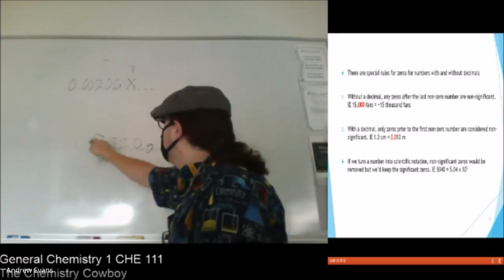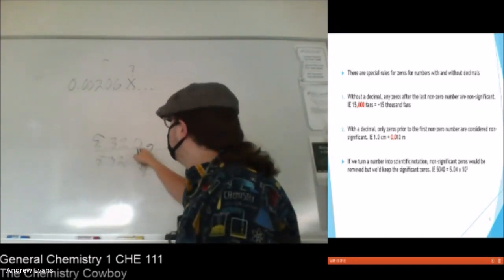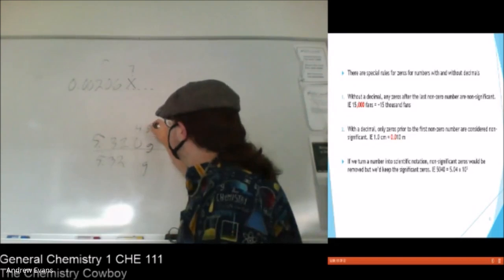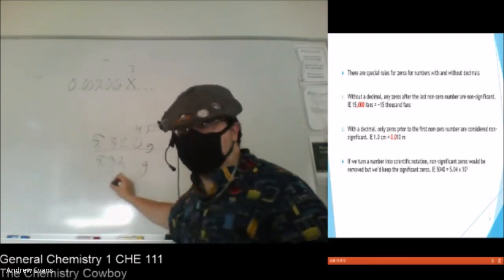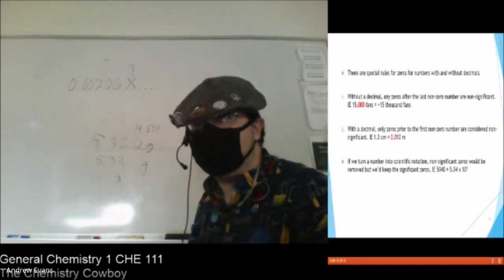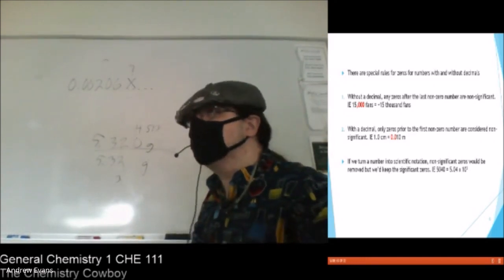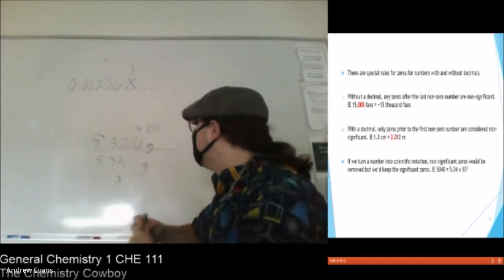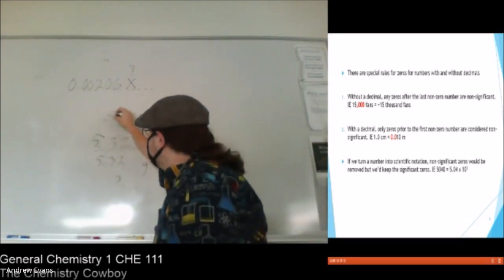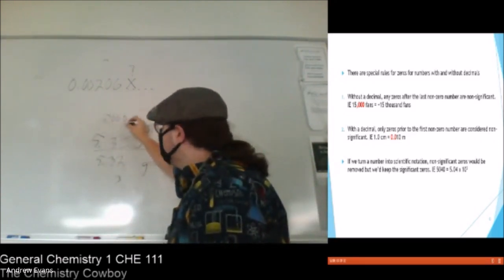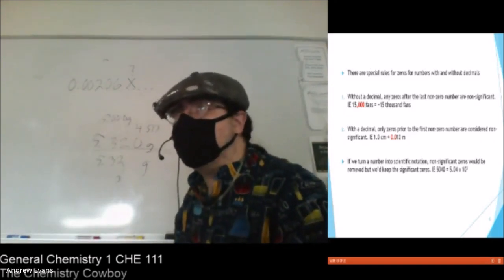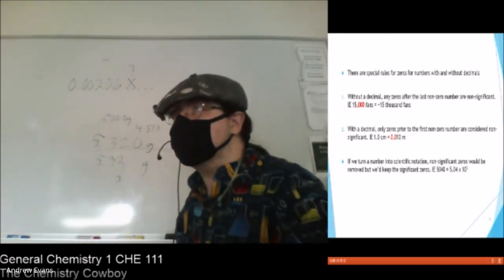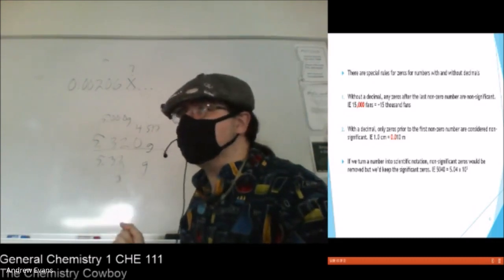Why? 1, 2, 3, 4 significant digits. 1, 2, 3 significant digits. We have lost a significant digit. If the number instead read 5.000 and I write down 5, I've written down 1 significant digit instead of 4 significant digits.